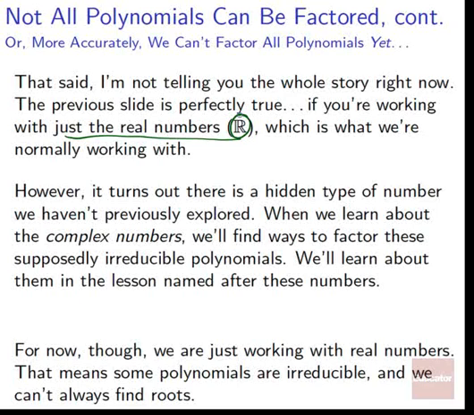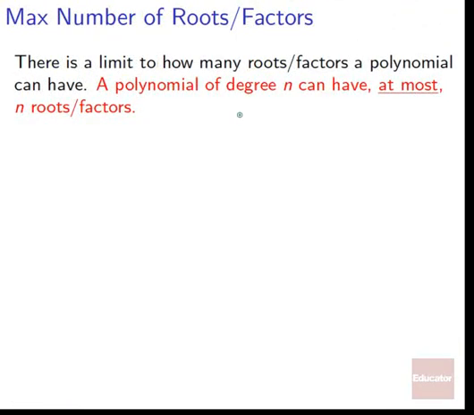Now, we'll talk about complex numbers later on, but I just wanted to point this out: I'm not telling you the whole story right now because we don't want to get confused with complex numbers. But for our purposes right now, real numbers, there are some things that are simply irreducible. There is a limit to how many roots or factors a polynomial can have.